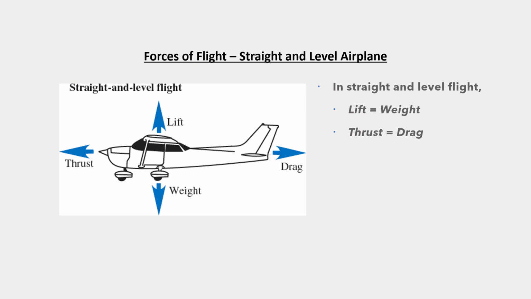If the thrust exceeds the drag, then the aircraft would tend to speed up. If the drag exceeds the thrust, then the aircraft would tend to slow down. But when they're equal to each other, then the aircraft is in a steady state.